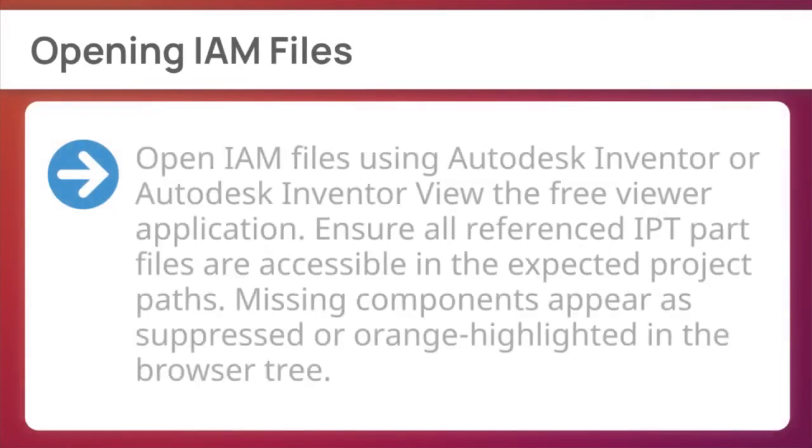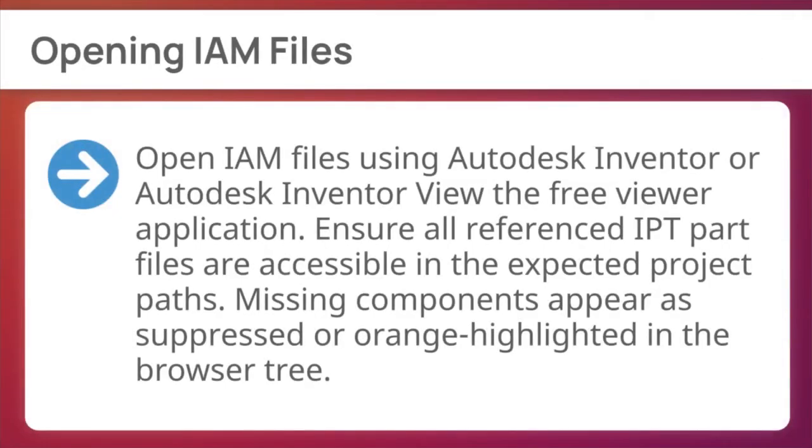First, opening IAM files. Open IAM files using Autodesk Inventor or the free Autodesk Inventor View application. Ensure all referenced IPT part files are accessible in the expected project paths. Missing components appear as suppressed or orange highlighted in the browser tree.